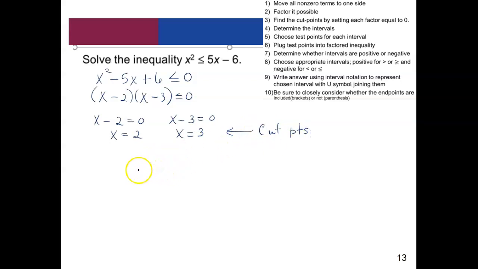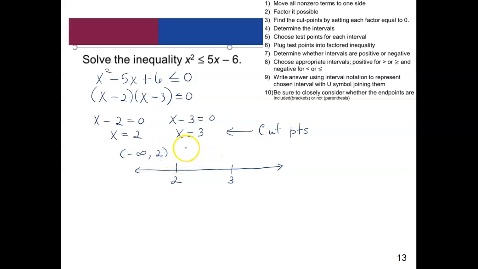With the cut points, what I'm going to do is put these on a number line. So I'm going to put 2 and I'm going to put 3. The reason that they're called cut points is because they literally cut our number line into intervals here. This first interval is going to be the interval from negative infinity to 2.